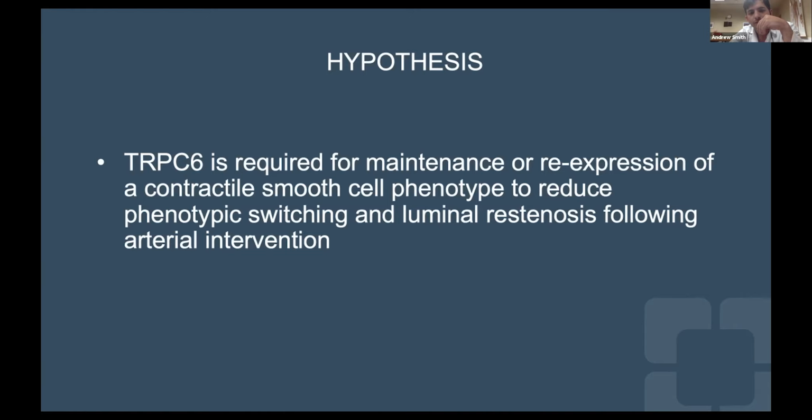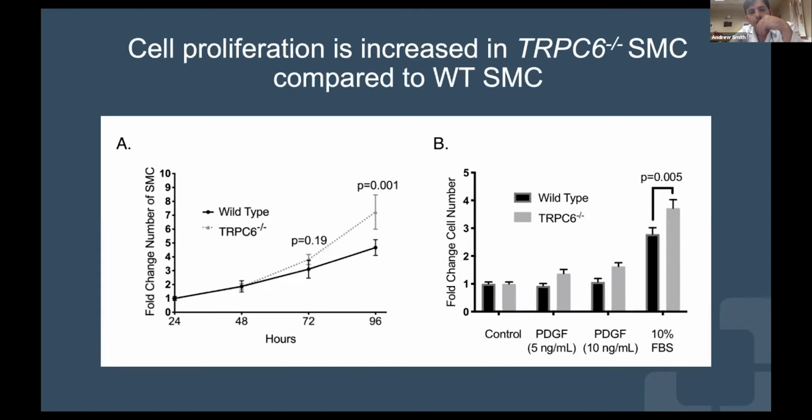So to determine the effects of TRP6 depletion on smooth muscle cell phenotype, we isolated primary aortic smooth muscle cells from thoracic aorta of wild type and TRP6 knockout mice. So these are just in culture, looking at proliferation assays of wild type and TRP6 knockout primary aortic smooth muscle cells. In panel A, cultured smooth muscle cells, passage 6 to 8, were plated and cultured in 10% FBS with DMEM over a 96-hour time course.